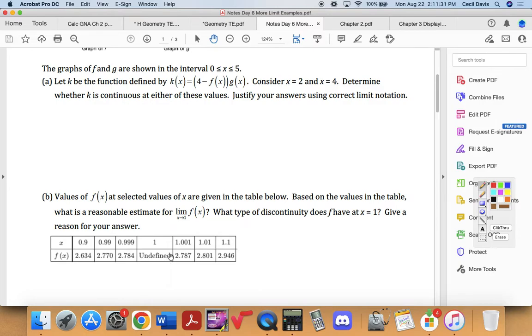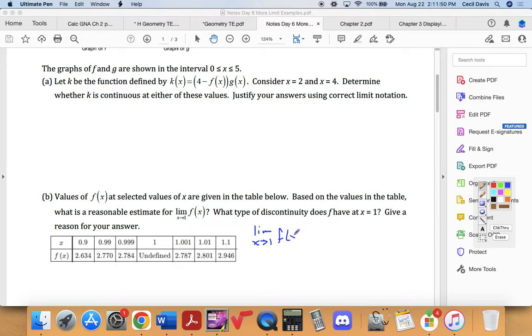But it doesn't matter. If you gave me 2.785, that would be fine. If you gave me 2.786, that would be fine. I usually say that it's probably halfway between those. Looks like it's going to be 2.7855.